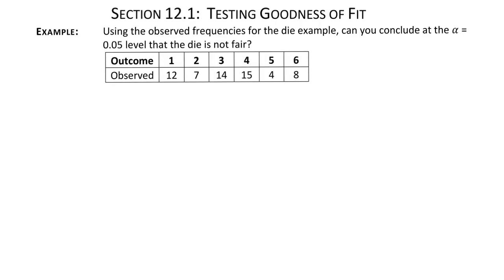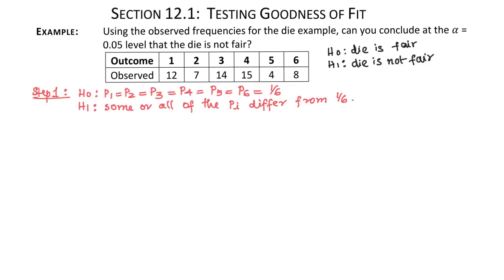Now let's look at this example on performing the goodness of fit test. So using the observed frequency for the die example, can you conclude that at alpha equal 0.05 level, the die is not fair? The null hypothesis says the die is fair and the alternate hypothesis says the die is not fair. First, state the null and alternate hypothesis. Null hypothesis: the probability of each face is 1 over 6, and the alternate hypothesis is some or all of the pi differ from 1/6.